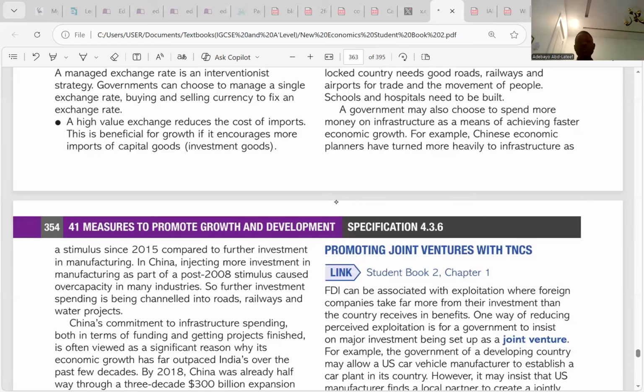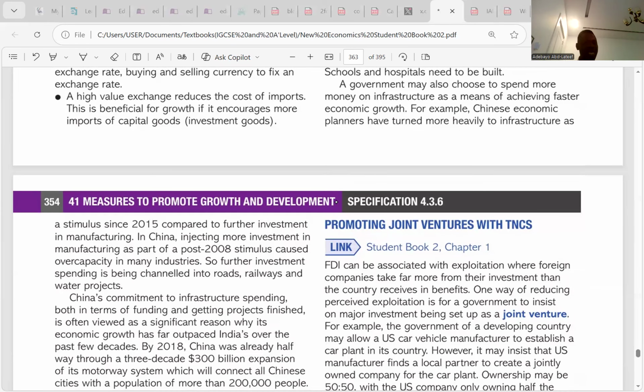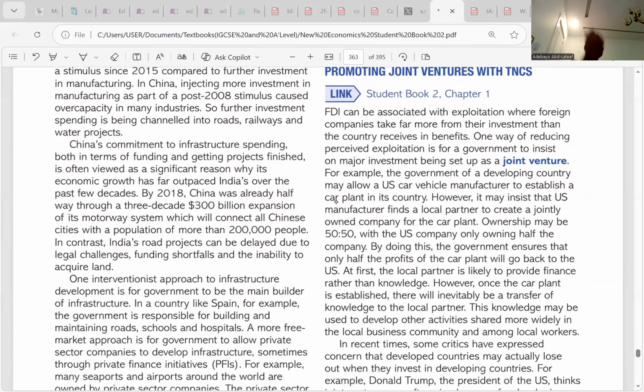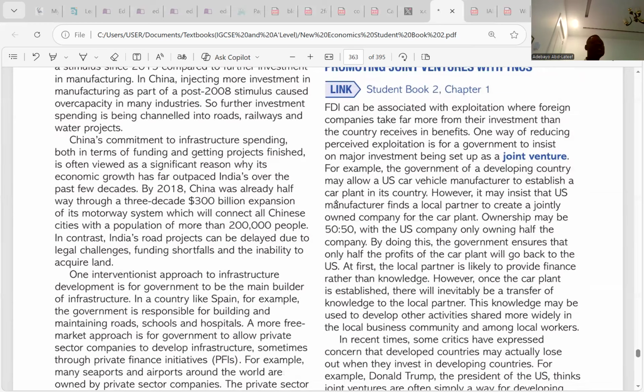For example, Chinese economic planners have turned more heavily to infrastructure as a stimulus since 2015 compared to further investment in manufacturing. In China, injecting more investment in manufacturing as part of a post-2008 stimulus caused overcapacity in many industries. So further investment spending is being channeled into roads, railways, and water projects. China's commitment to infrastructure spending, both in terms of funding and getting projects finished, is often viewed as a significant reason why its economic growth has far outpaced India's over the past few decades.